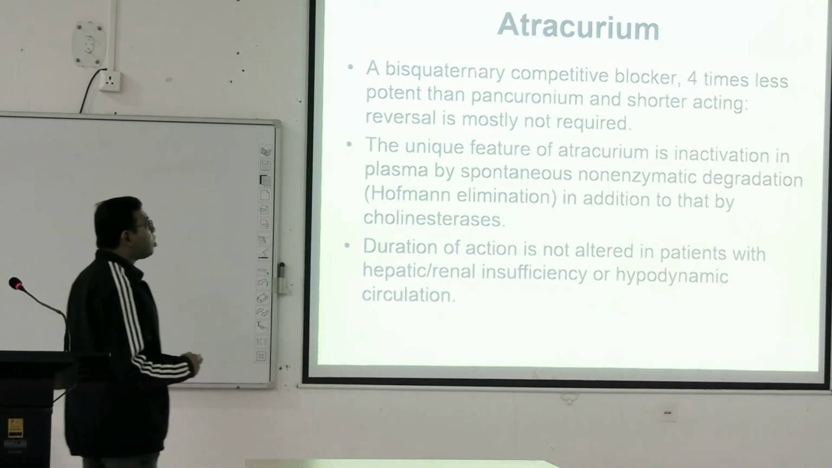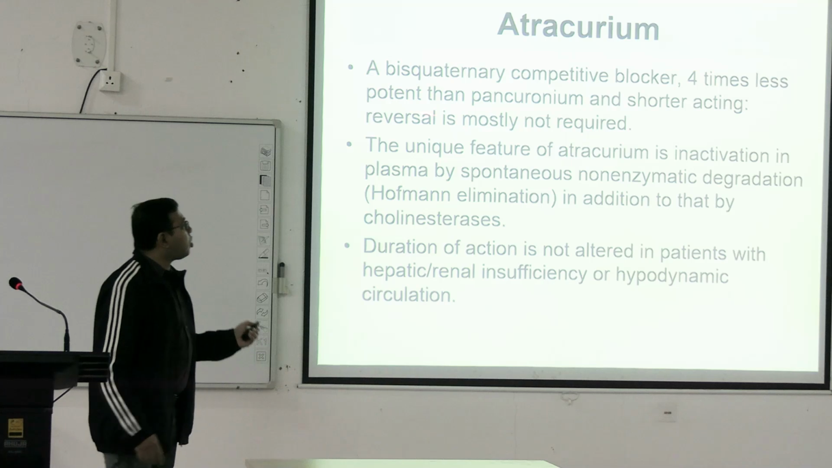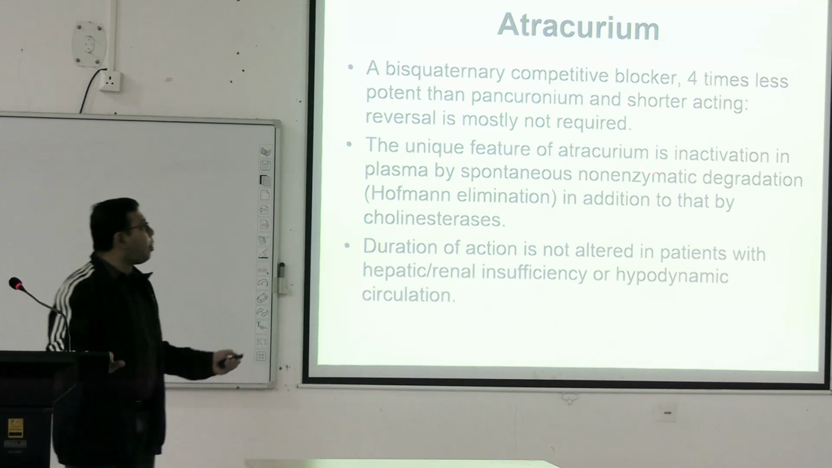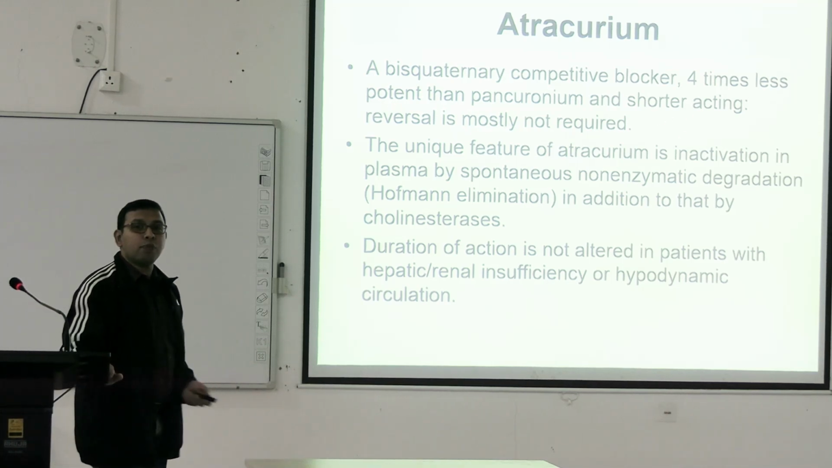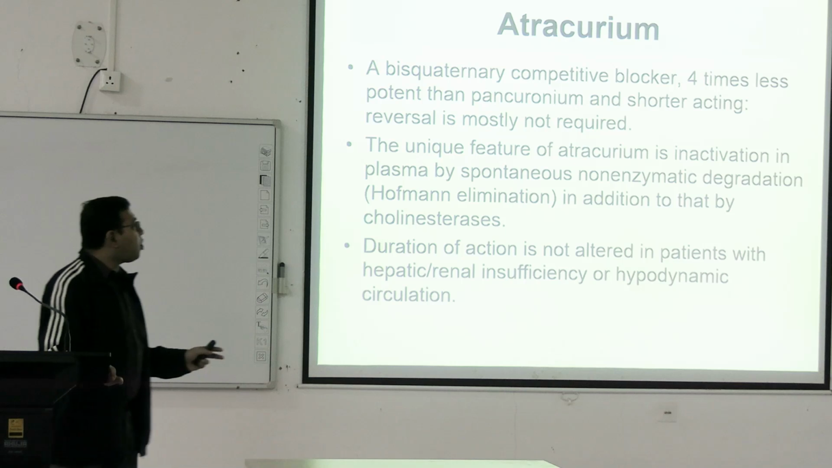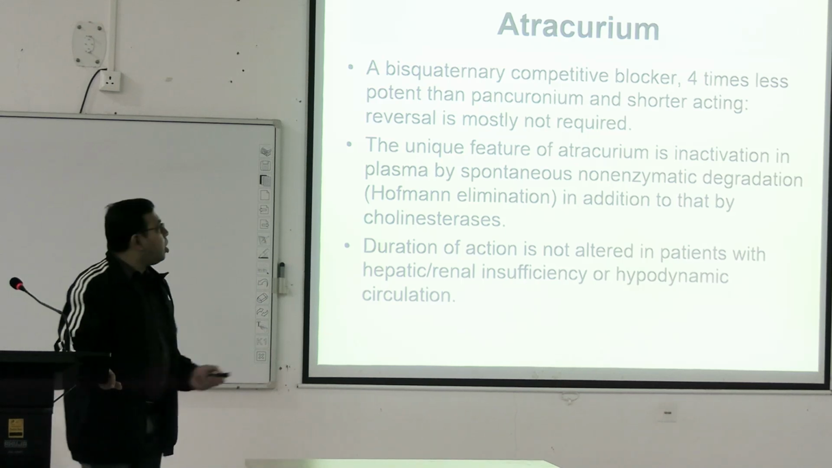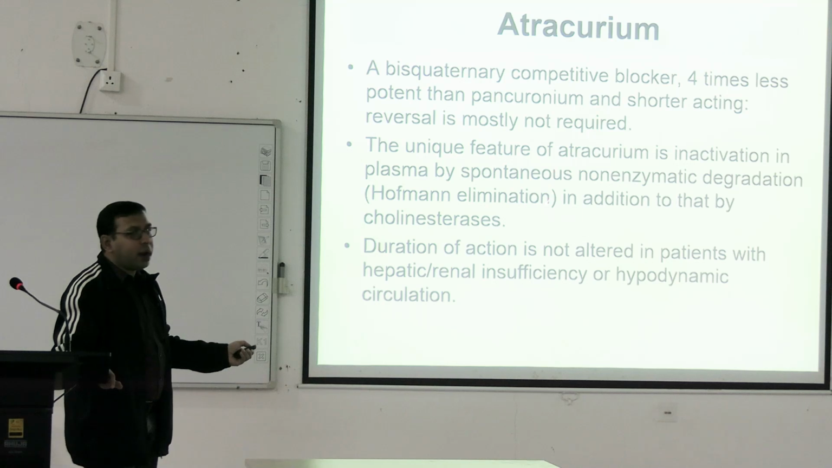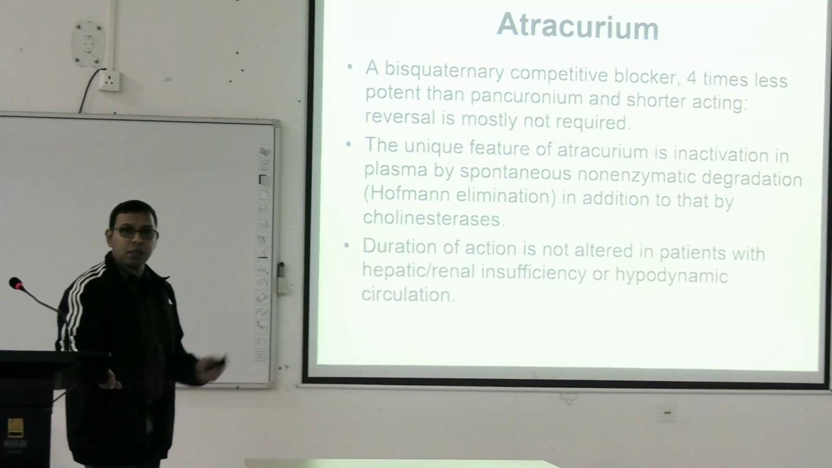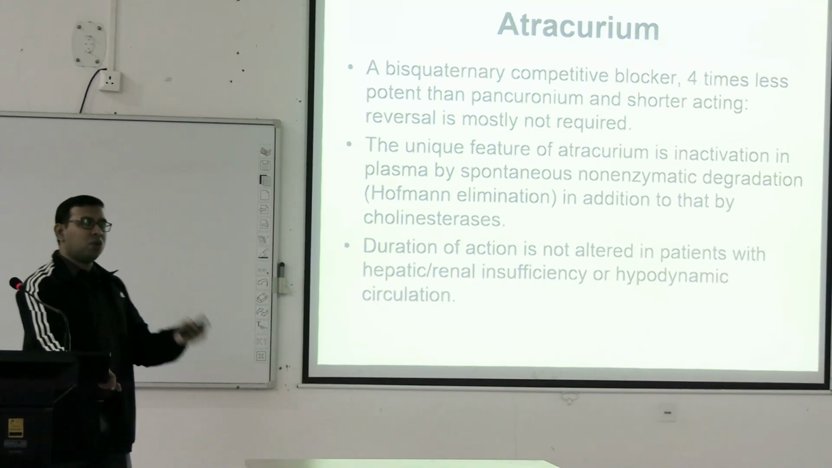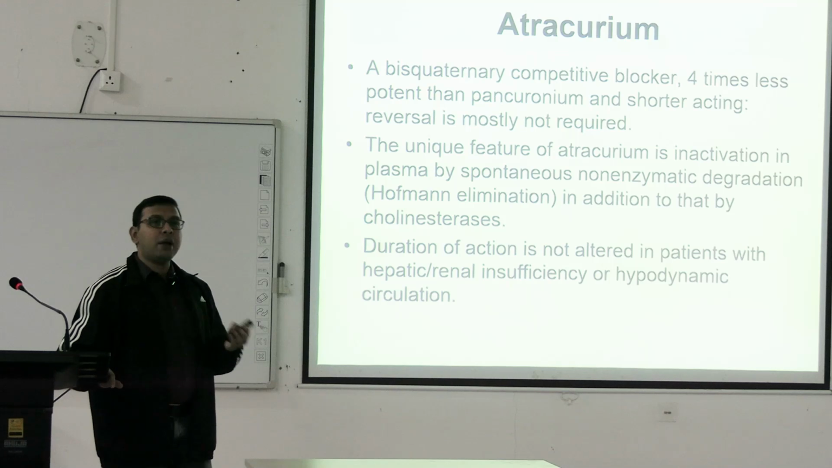Atracurium is a bis-quaternary competitive blocker. It is 4 times less potent than pancuronium and shorter acting. Reversal is mostly not required. So atracurium reversal is not required. The unique feature is inactivation in plasma by spontaneous non-enzymatic degradation. This is very important because it is quite often asked that Hofmann degradation happens with which drug?